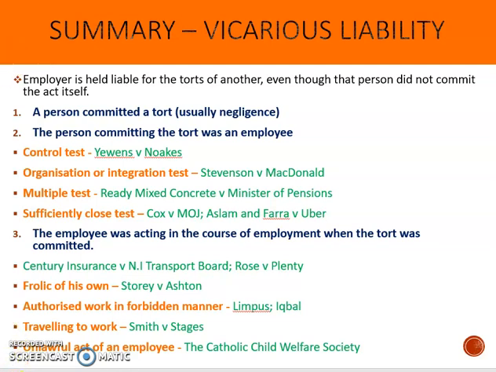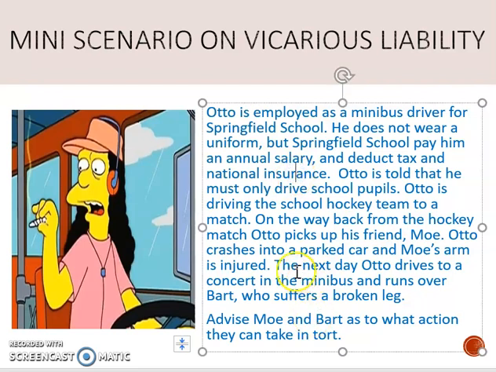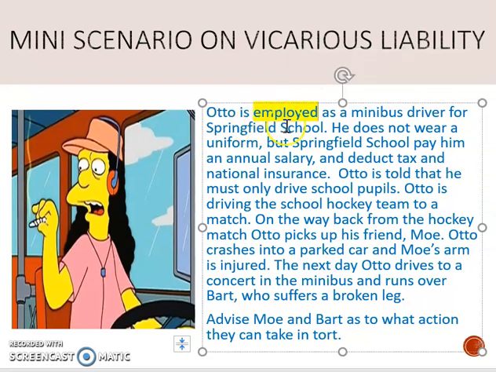So now we've got this fresh in our mind, let's go back to the Otto scenario and see what we can pull out here. So we'll go through and highlight anything that seems to be relevant. Now, first sentence, we're told that Otto is employed as a minibus driver by Springfield School. That's giving you a clue in the exam when they're talking about employment in tort. That's usually an indication that you should be thinking vicarious liability.